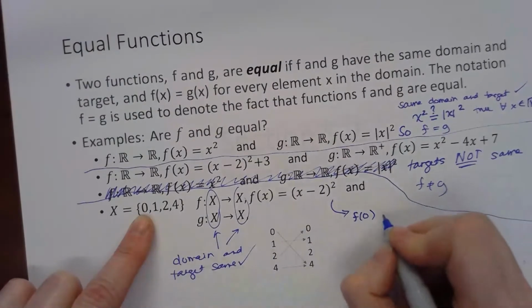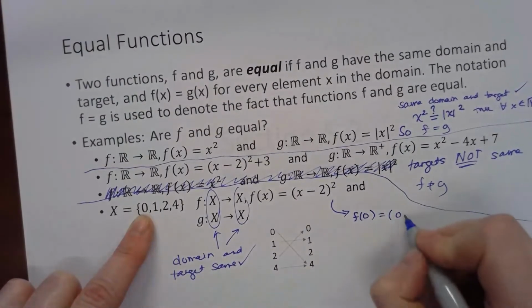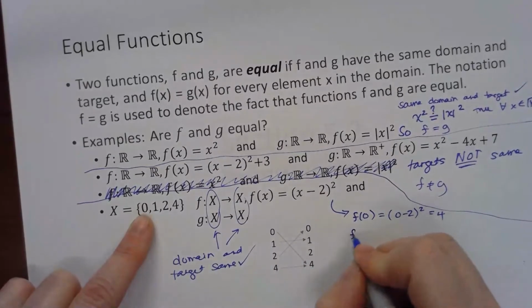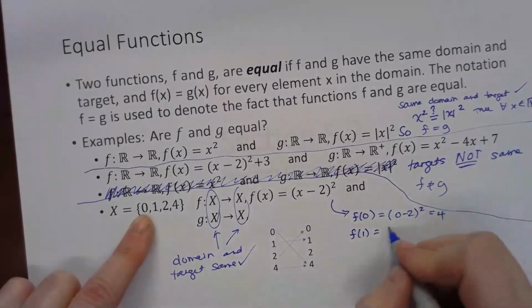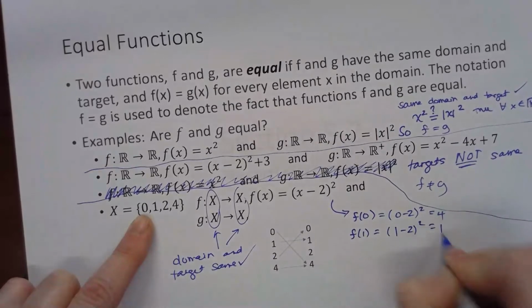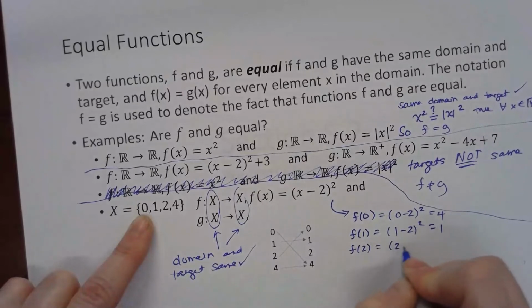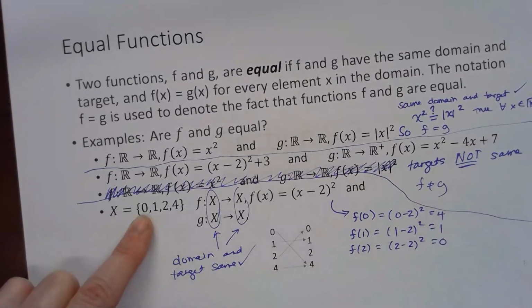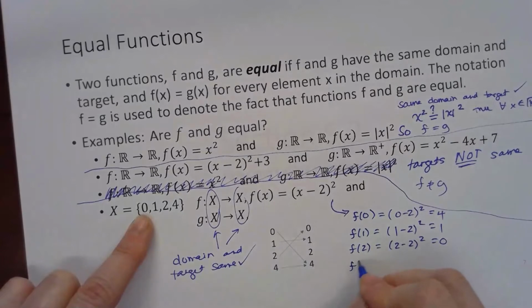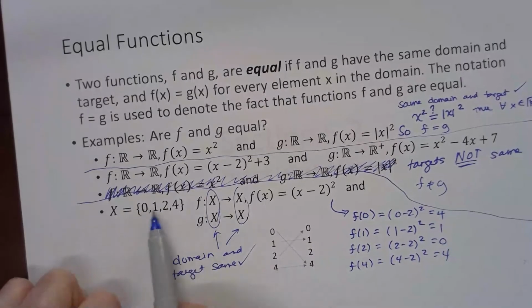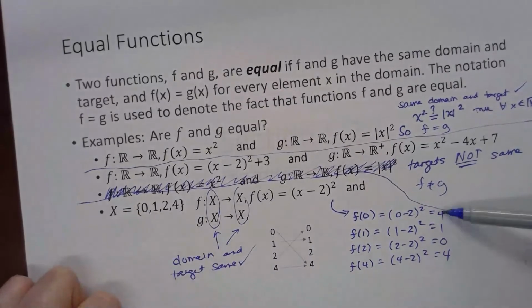Well, f of 0, I would just take the input 0, subtract 2 from it, square it, that gives me 4. What about f of 1? Well, I would just pick 1, subtract 2, square it, that gives me 1. What about f of 2? I would take 2, subtract 2, square it, that gives me 0. And what about f of 4? I would take 4, subtract 2, square it, that gives me 4. Those are the only possible inputs, and these are the outputs that are produced by those inputs.